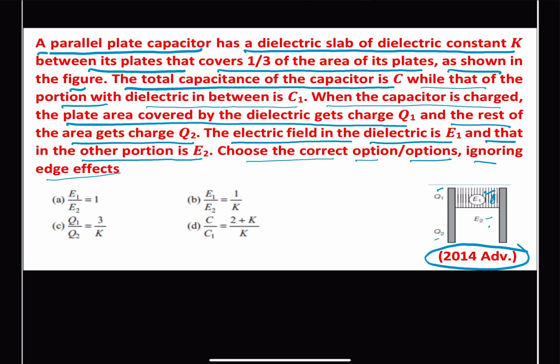So first of all, we are going to find out the capacitance of the portion consisting of the dielectric, and let us call that capacitance C1. And without dielectric, let us call that C2. And let us suppose D is the distance between the plates and A is the area of the plates.